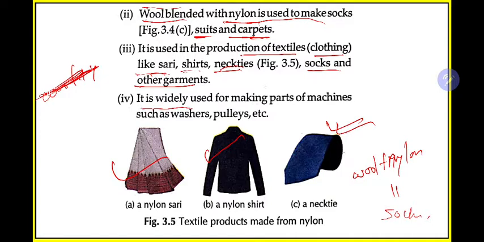It is widely used for making parts of machines such as washers and pulleys. In case you have opened any small machine or damaged machine in your home, you have seen there are small washers. Or in a water tap, you have seen there are washers. These washers are made up of nylon. Try to relate things to what you can find nearby in your home. For example, in a gas cylinder, you have seen washers. All these washers are made up of nylon.